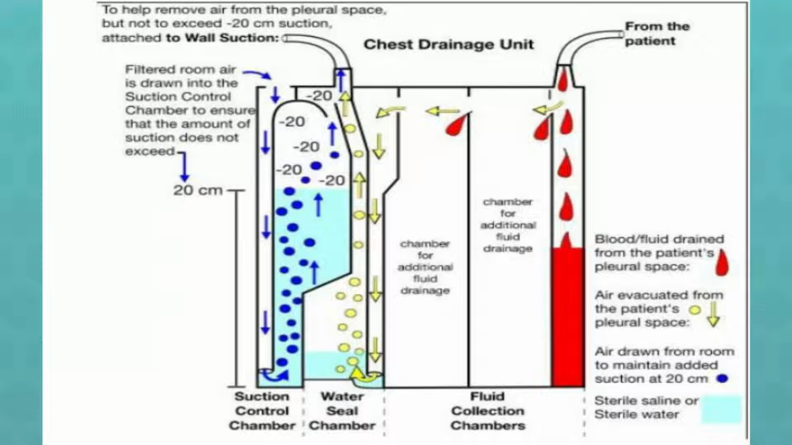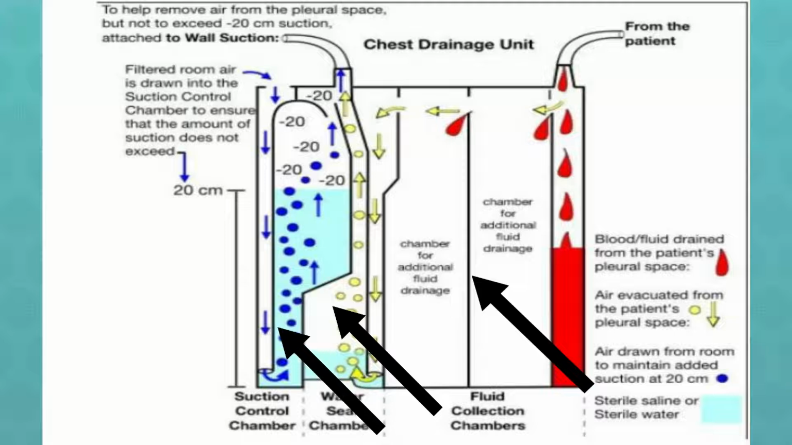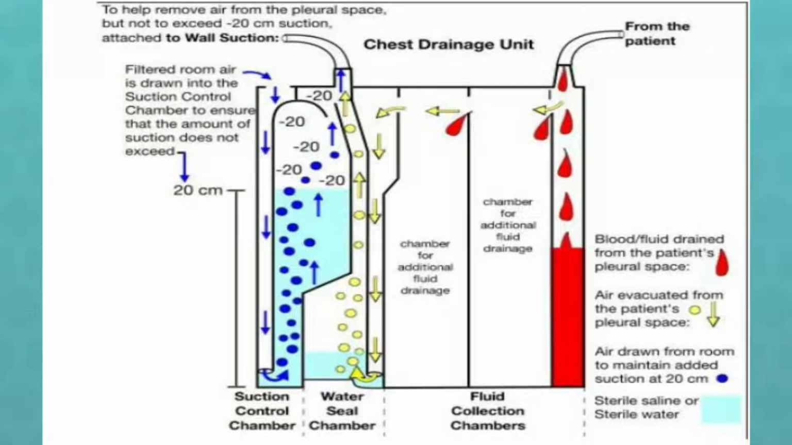Intercostal drainage has three major chambers: the collection chamber, the water seal chamber and the suction chamber. There are a lot of questions related to this one, so please just try to understand. Once you understand the basic point, it's very easy.